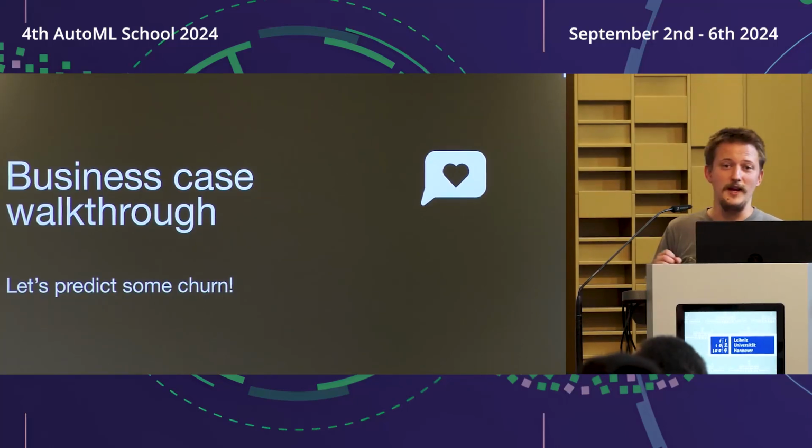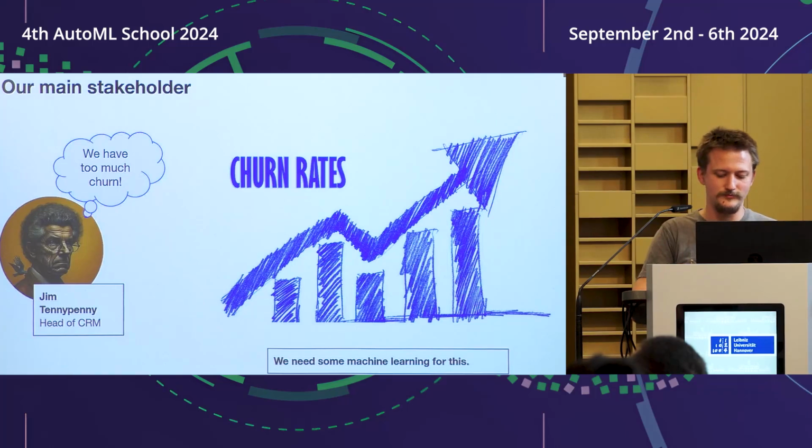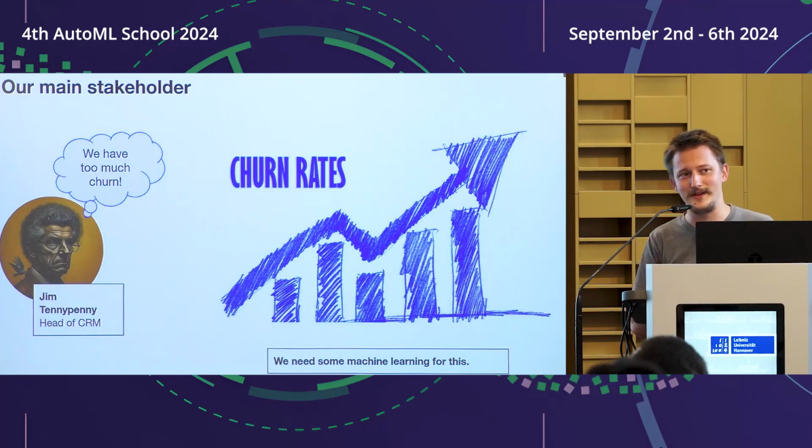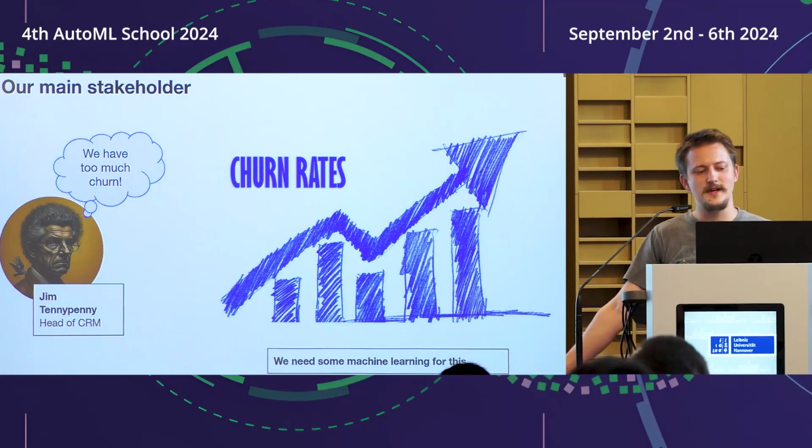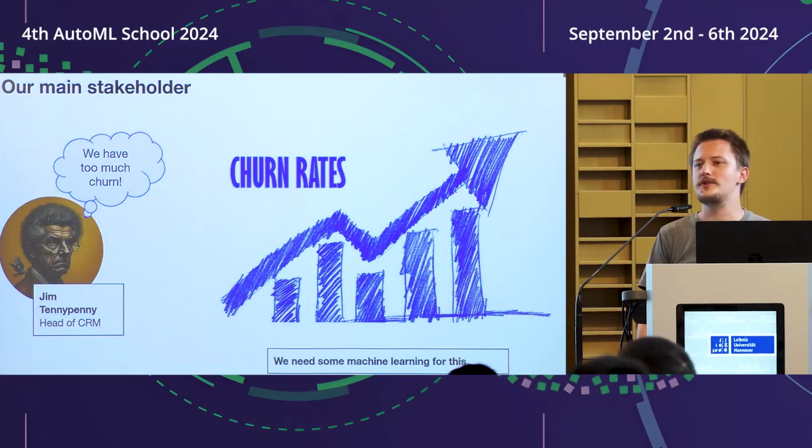So, a business case walkthrough. There are many topics that are nice if you think about doing some machine learning in a business case, but I think what everyone can talk about is actually churn. So let's assume we are in a business, and let's assume it's a subscription-based business because that makes churn a lot easier. And our stakeholder comes to us and says, oh, we have too much churn.